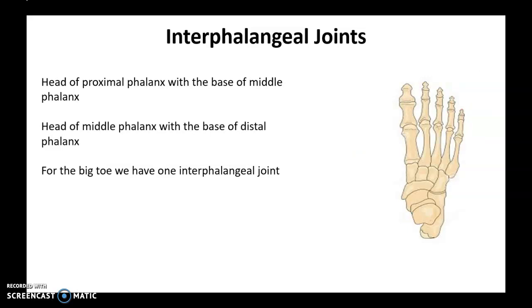We also have interphalangeal joints in the foot, and those are these joints. So in the case of the big toe, we have only one interphalangeal joint, and know that the black ones here are the proximal interphalangeal joints, and then if I use another color, these are the distal interphalangeal joints in red.